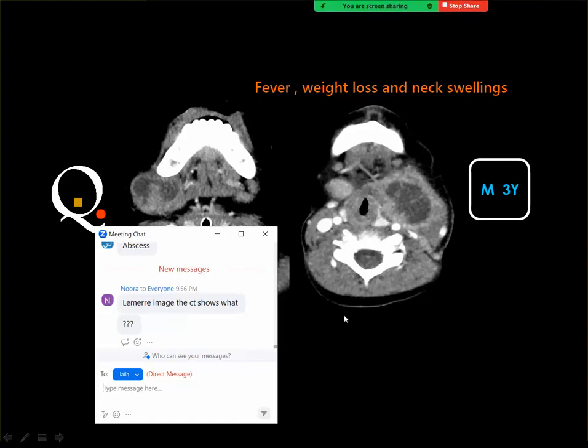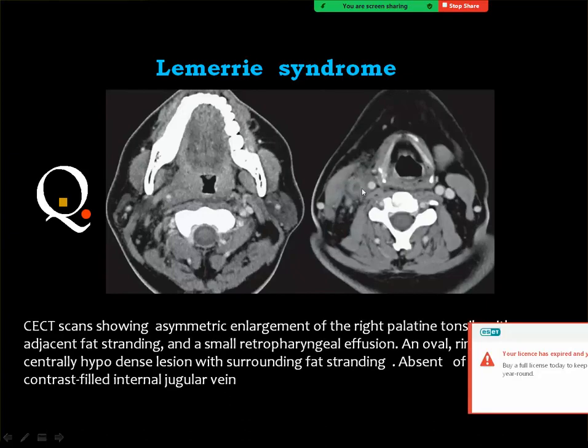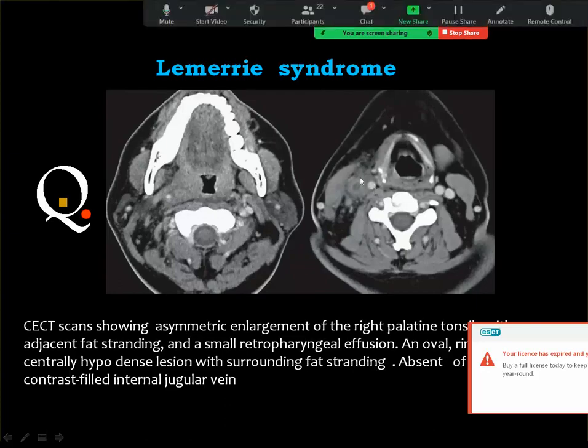Okay, there is a question about Lemierre. If you look here, this is the common carotid artery, and this should be the site of the internal jugular vein, similar to the opposite side. This is the common carotid, and this is the internal jugular. But here you see the internal carotid, but the internal jugular is thrombosed. Not simply thrombosed, but inflammatory thrombosis because of the soft tissue edema and swelling around the thrombosed jugular vein. Inflammatory thrombosis of the internal jugular vein is known as Lemierre syndrome.